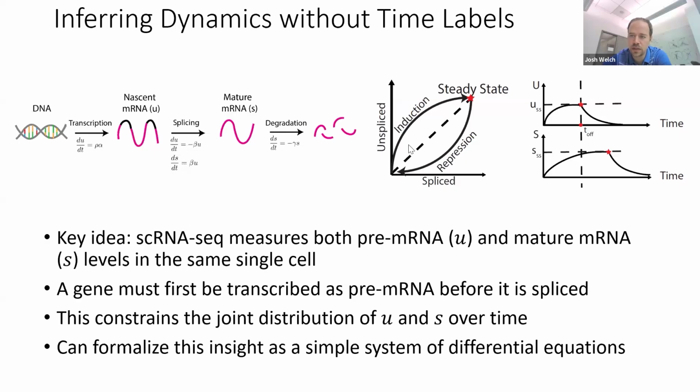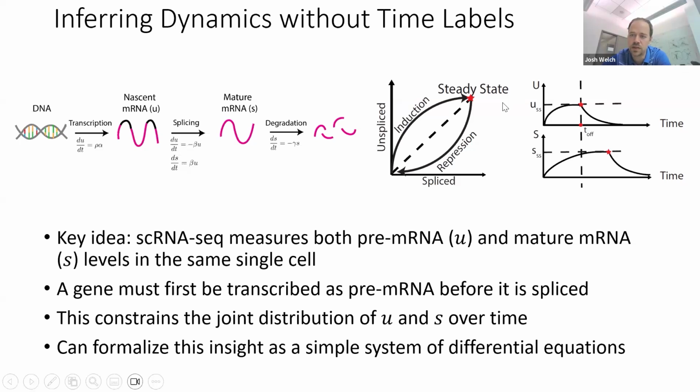The key insight is that you can think about this gene expression process as a conversion between nascent RNA molecules and mature mRNA molecules, and you can model it as a system of differential equations. So if you see a cell that has much more unspliced than spliced counts, then it's likely in the induction phase because the spliced counts haven't caught up with the level of unspliced counts. Whereas if you see a cell in the other phase with more spliced than unspliced transcripts, this is likely because degradation hasn't yet caught up with the end of transcription.